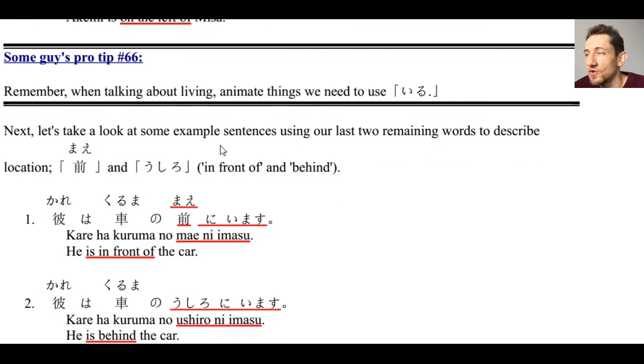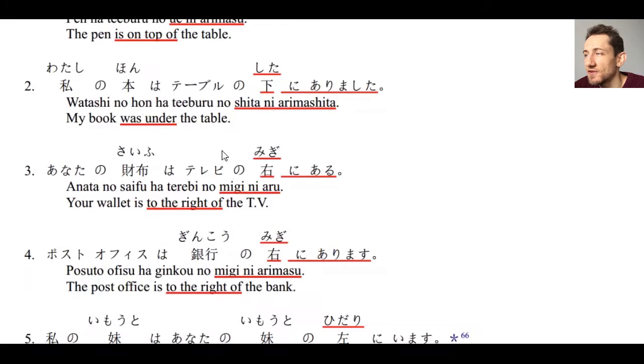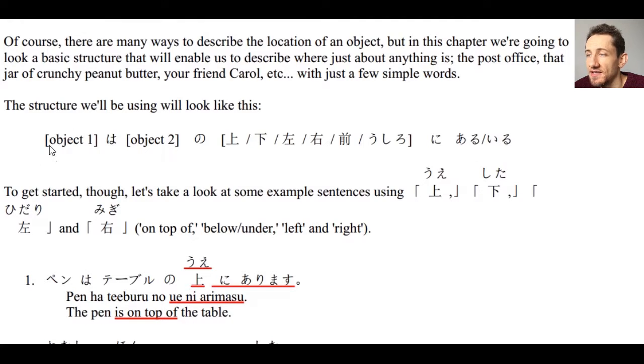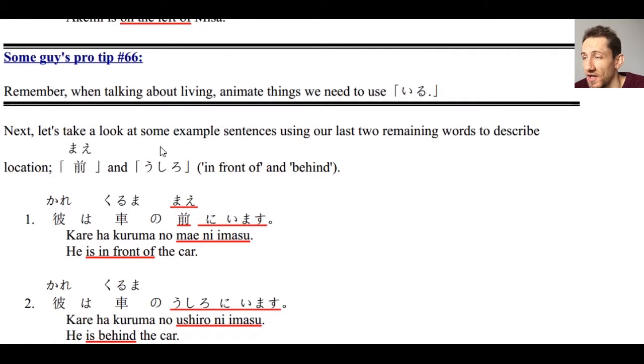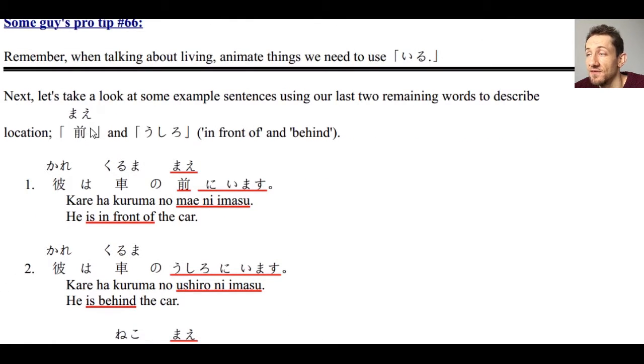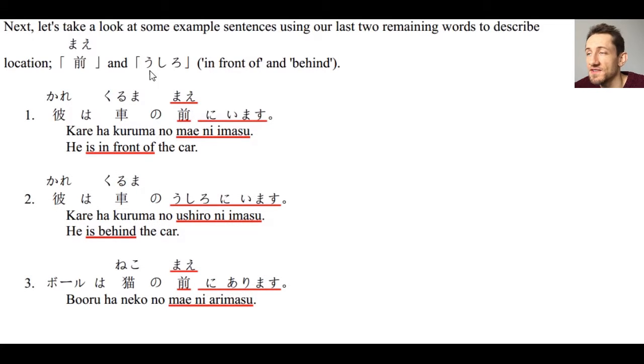And now, just in these 10 sentences, we looked at using 上, 下, 左, and 右. But of course, we can also talk about things being behind or in front of another thing. So now we're going to practice using 前 and 後ろ to describe locations. So 前 means in front of or before, and 後ろ means behind. And it works the exact same way.